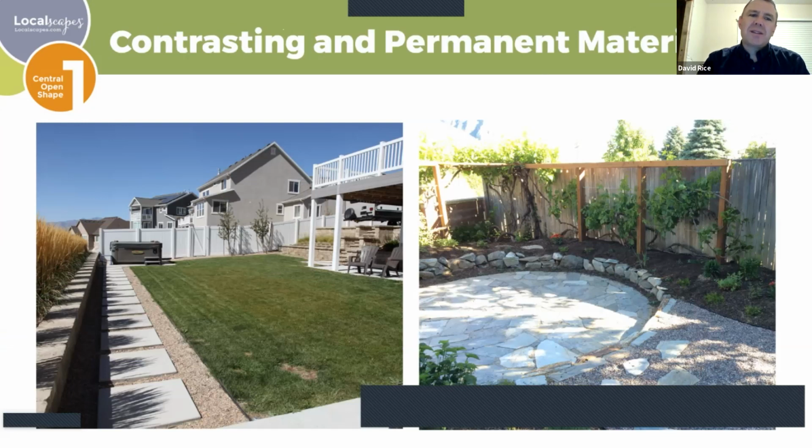So a lot of times it's nice to have contrasting and permanent materials next to this central open shape. In the picture on the left there, you see some gravel with some concrete edge next to a fence. Their central open shape is rectangular. Notice it's not perfectly rectangular because of something like a hot tub in a corner, but it's a defined edge. It doesn't have obstructions. The other circular open shape here with the little rocks is a little bit less formal, but it still has some contrasting materials, permanent versus non-permanent materials, such as gravel or bark and so forth.